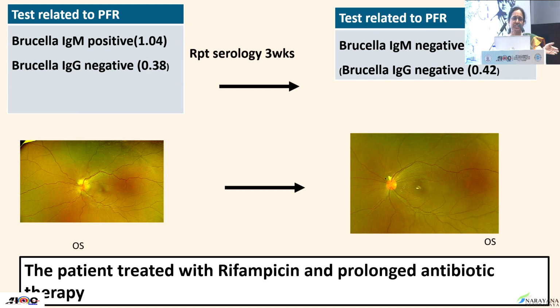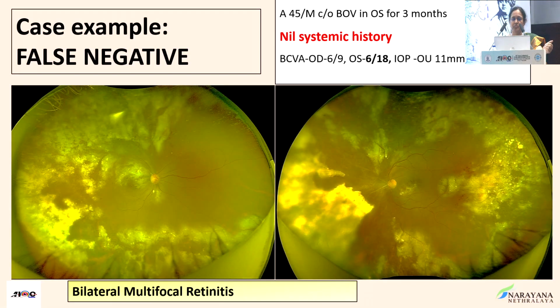So it was a false positive in this case, and the patient responded to treatment, not only with doxycycline; we also had to put the patient on rifampicin. She continued doxycycline, rifampicin, and systemic steroids for a prolonged duration of 2 months. Subsequently, the retinitis lesion resolved in her case.